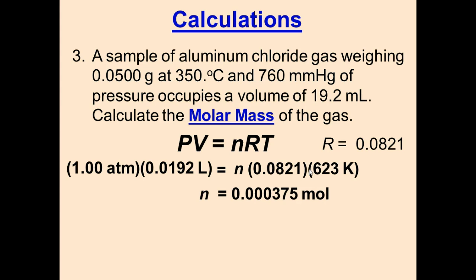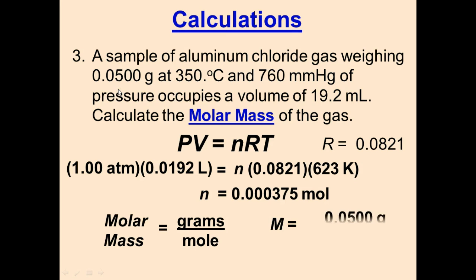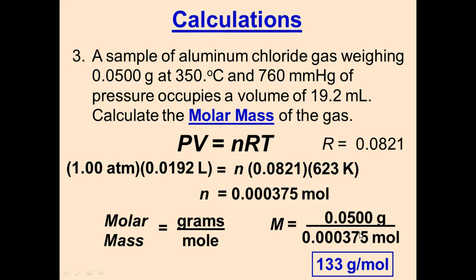And so remember, now we have to figure out the molar mass formula. And remember, the molar mass formula is the grams divided by moles. So in this case, it gives us the grams right here in the problem, 0.05. And then we just figure out the number of moles this gas takes up. And we figured out it's this very, very small number. So if we do 0.05 divided by this very small number, we should get 133 grams per mole.